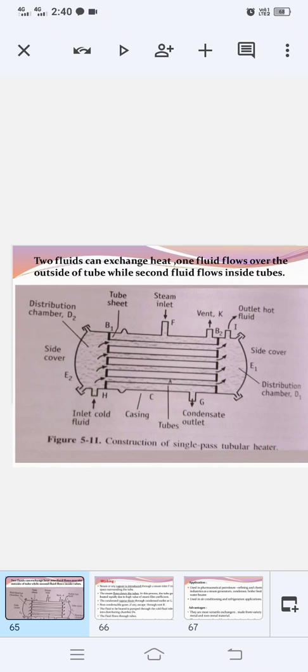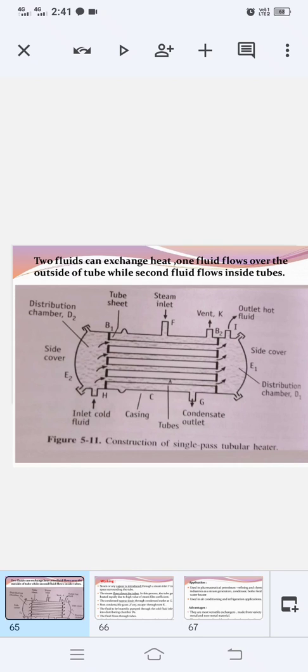Okay, so what are the advantages of this single pass tubular heater? First, a large heating surface is provided in this, which can be packed into a small volume. Then what are the various disadvantages? First one is the velocity of fluid is low because of the large cross-sectional area. You can see that its advantage is again its disadvantage also.